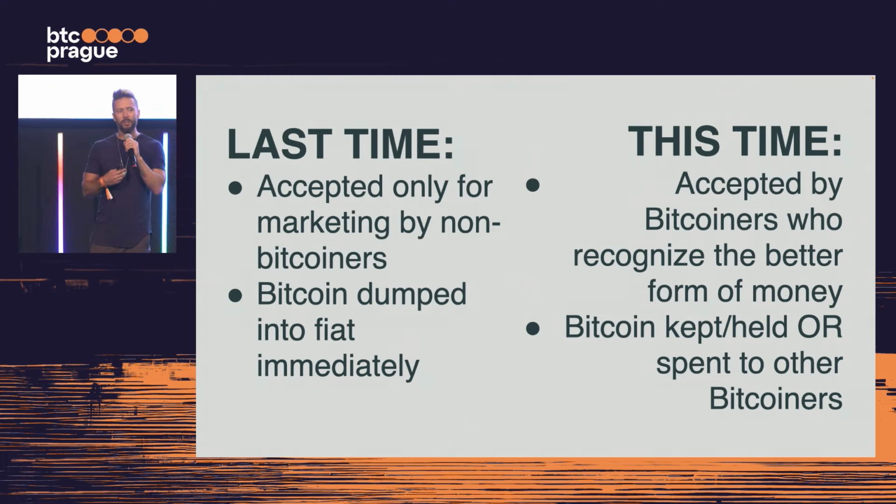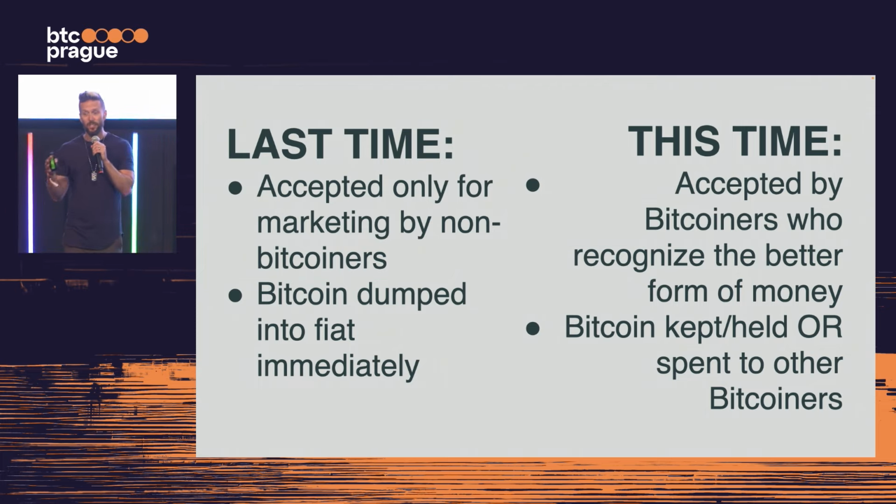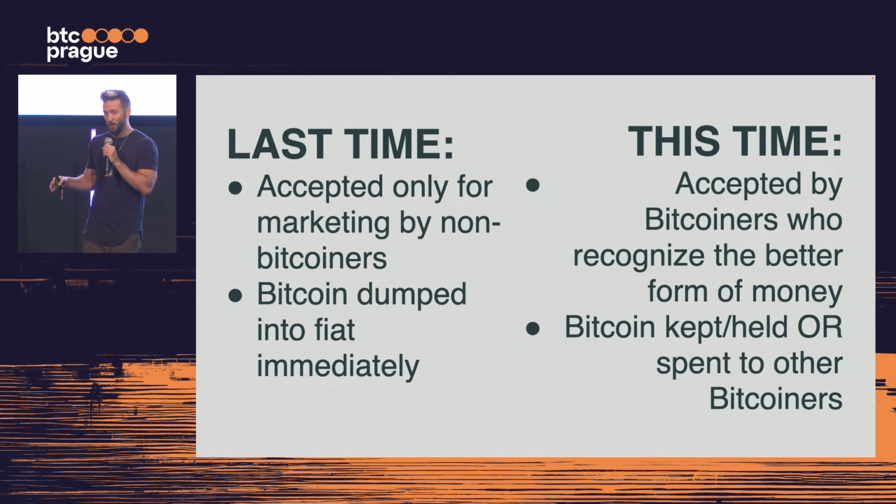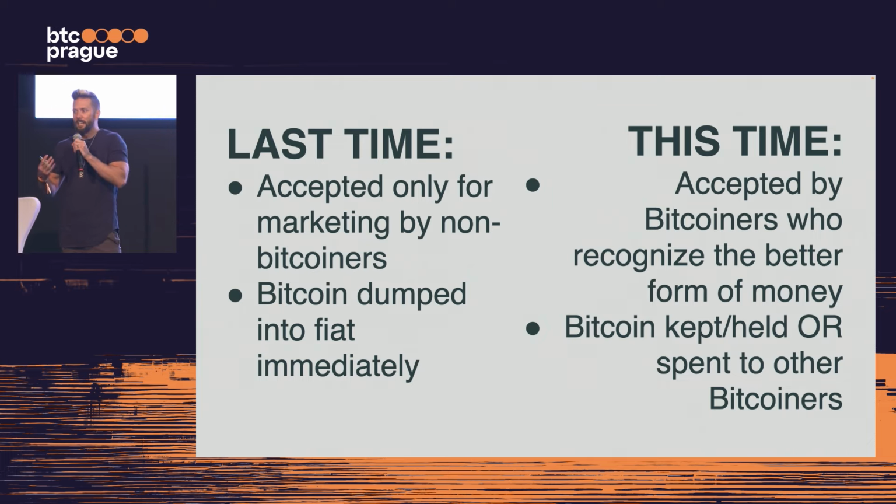This time, I feel my personal experience is different. What is it this time? It's Bitcoiners. It's people like you saying, this is the better money. I want the Bitcoin. I'm accepting the Bitcoin because I want to keep it, or I'm accepting the Bitcoin because I no longer accept dollars and I'm spending my Bitcoin circularly. So a lot of this Bitcoin gets held or it gets spent to another Bitcoiner. And it's starting slow, it's not everywhere, but this is the mentality that I'm seeing from the merchants that are making this leap.